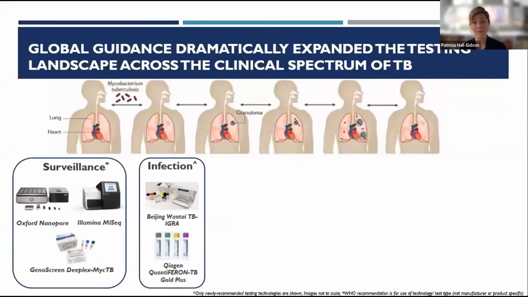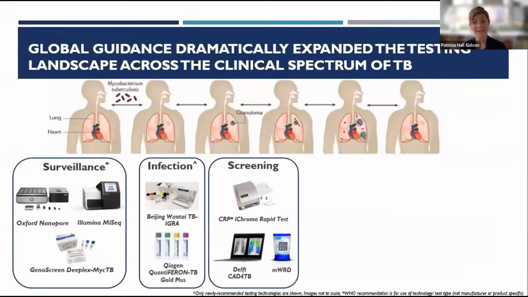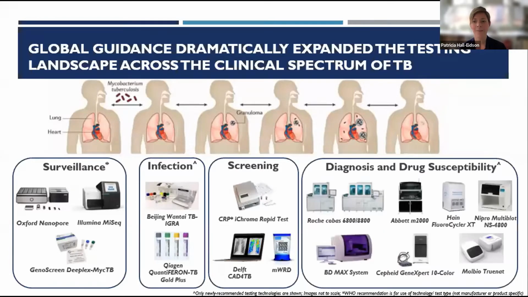Next, 2 new blood-based interferon gamma release assays were recommended for detection of latent TB infection, and mWRD as well as C-reactive protein tests were recommended for the first time to screen for TB, and this is active TB among persons living with HIV, alongside, for example, chest x-rays with optional computer automated detection capabilities. And lastly, and most importantly for today, a suite of multi-disease instruments and molecular tests were recommended for TB diagnostic, first and second line drug susceptibility testing.